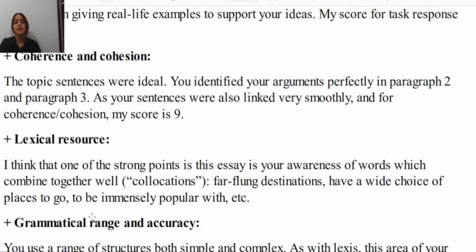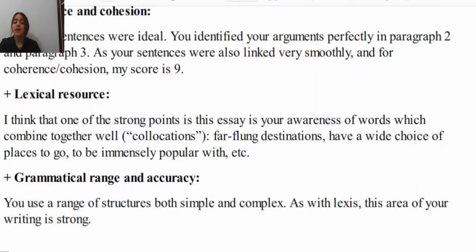The next item that will be observed by your examiner is coherence and cohesion. The topic sentences were ideal. You identified your arguments perfectly in paragraph 2 and paragraph 3. 2 questions, 2 body paragraphs. Your sentences were also linked very smoothly, and for coherence and cohesion, my score is 9. So that is generous. Yeah, 9. But in fact, I agree with the person. I mean that the author has done a great job linking ideas and concepts and paragraphs. We had a very smooth and great reading of the text, and that is what a perfect score should be like. The next item is about lexical resource.